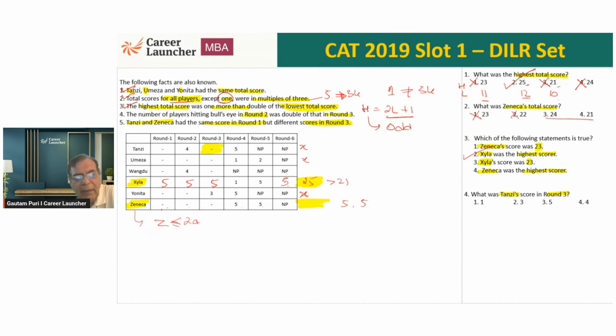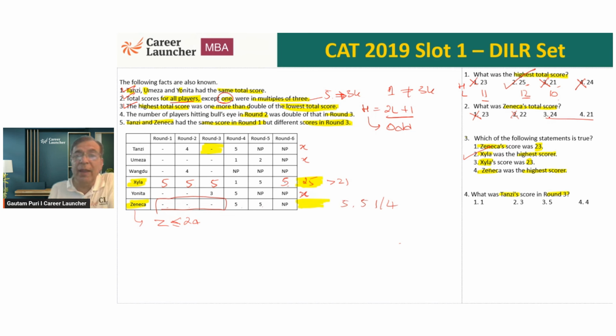What does that mean? In the first 3 rounds, Zeneca would have got 5-5-1 or 5-5-4. It could even be 5-1-5 or 4-5-5, or 1 or 4 followed by 5-5. It could be any of these 3 combinations. But this is certain, Zeneca is either 21 or 24. Now look at this data. We haven't done much work, but 2 questions are done. Question 1 and question 3 we have solved. What are question 2 and 4? Zeneca's total score. Okay.